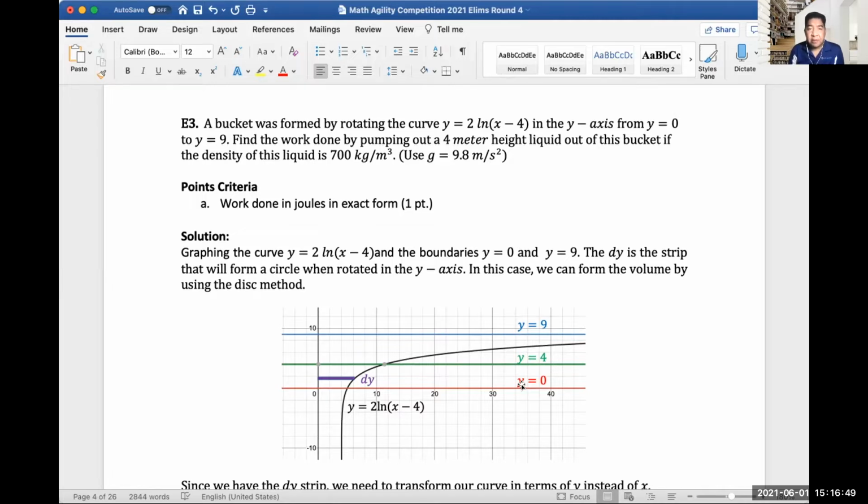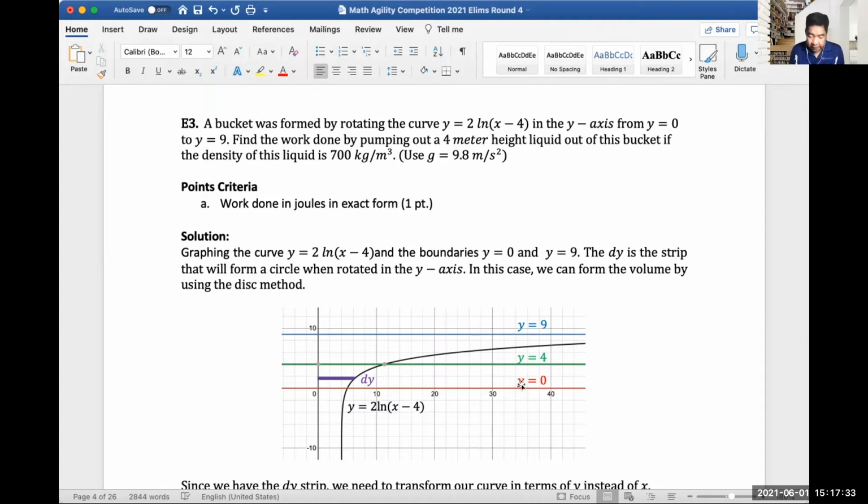So we have this curve, and we have this boundary, and we have the rotation axis. Find the work done by pumping out a 4-meter height of liquid out of this bucket if the density of this liquid is 700 kilograms per cubic meter. Use g, the gravity, equal to 9.8 meters per second squared. We are required to solve for the work done in joules in exact form. We will not accept decimal form, but you will get the point, though not the perfect point, if you put it in decimal.